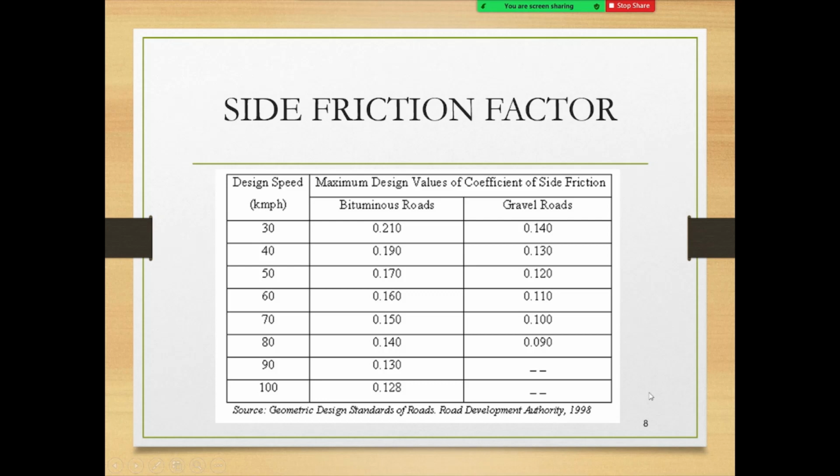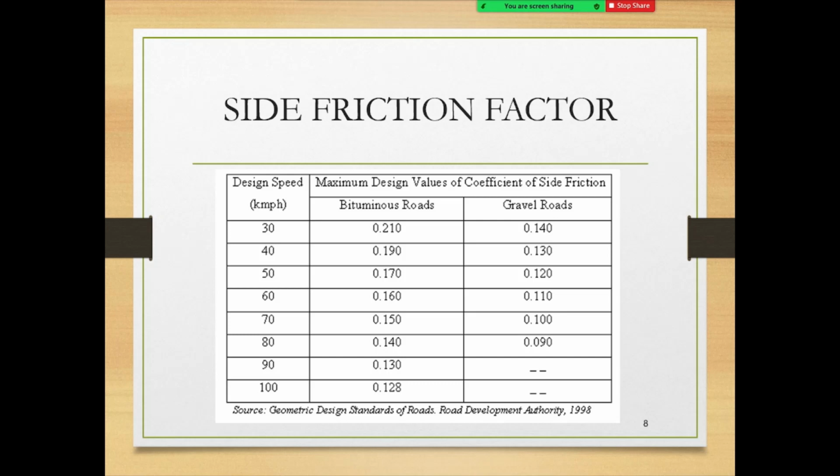Right. So with that in mind, side friction factors can be found, but there is no such theory. You have to find side friction factors using research. So people have done research. Now, although it says Geometric Design Standards of Roads, Road Development Authority 1998, this is how the RDA uses these side friction factors.